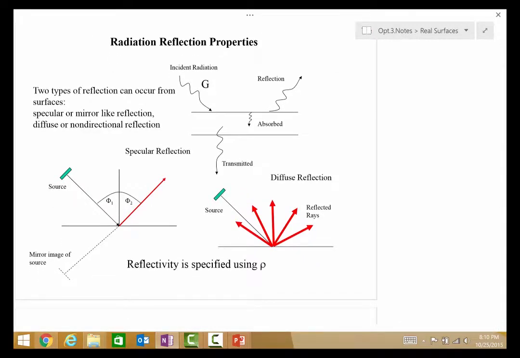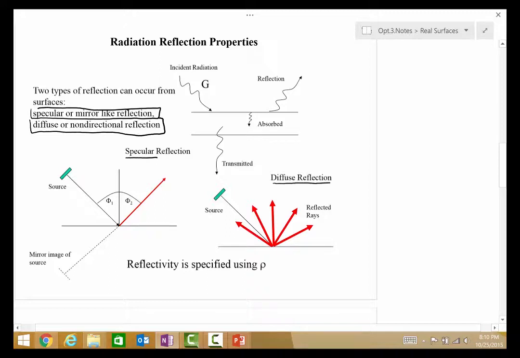In terms of reflection properties, we've talked really about one type of problem so far, and that's a diffuse problem. The diffuse problem is where there is no directional variation in the properties. For reflection, we can have two types of reflections. We can have specular, which is a mirror-like reflection, or diffuse, which for many engineering surfaces is a good approximation, is this non-directional reflection.